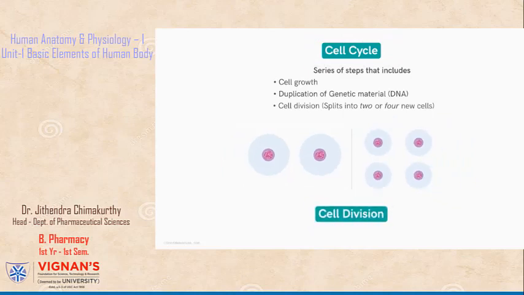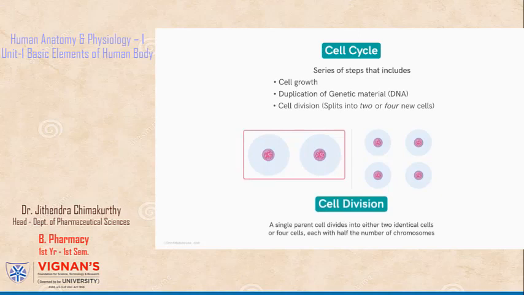As the name suggests, cell division is the process in which a single parent cell divides into either 2 identical cells or 4 cells, each with half the number of chromosomes. So can we say that the process of cell division is a part of the cell cycle? That's right. That's how it is.